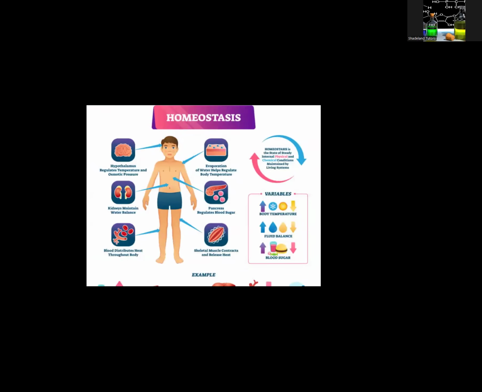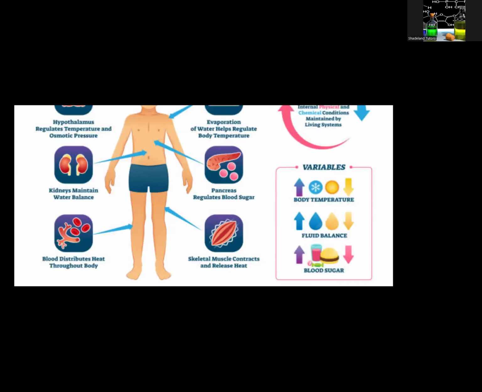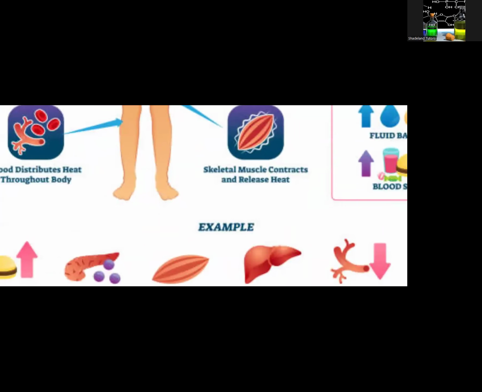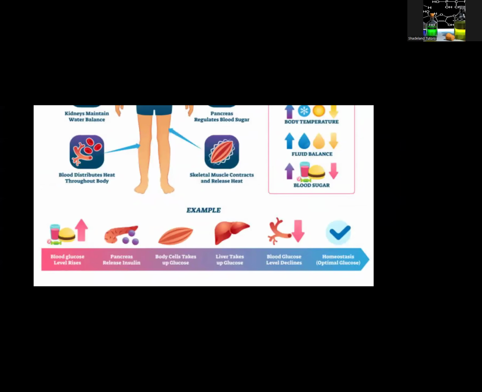Okay, so what are those variables that are kept steady or constant by homeostatic agents or organs? Those variables are, one, our body temperature. You can see it beneath here. The fluid balance, that's water balance. Then our blood sugar levels. So you can see the definition of homeostasis is a state of steady internal physical and chemical conditions maintained by living systems. Okay, then down here we have a few of the homeostatic organs.